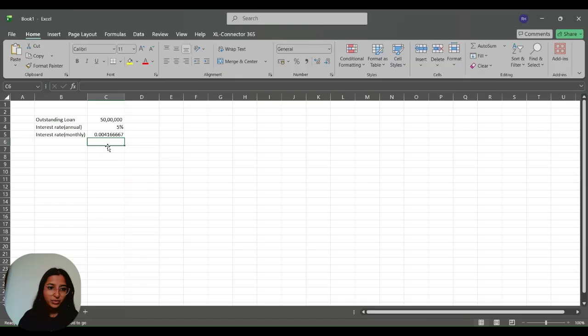Which comes to 0.0041. So let's convert it into percentage. Let's take four digits.